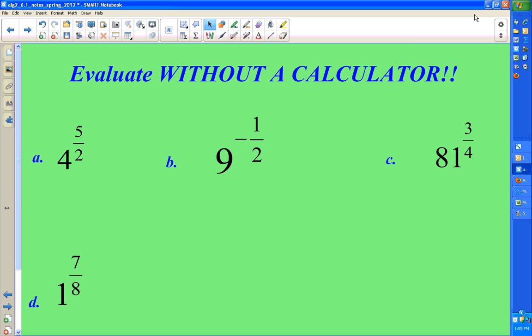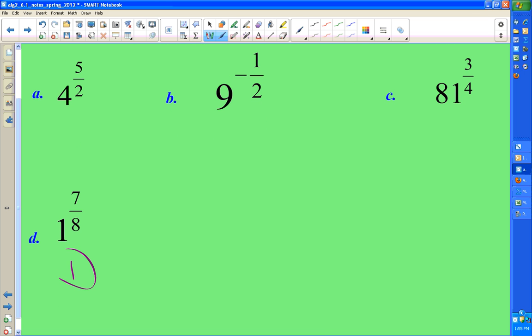Which one is no work? D. D. What's the answer? 1. Anytime you have 1 to any power, fractional, rational, irrational, any power of 1 simplifies to 1. Don't put equals 1. These are expressions. Down the page. 2 ways to handle 4 to the 5 halves. And it doesn't matter to me which way you want. Anyone have a preference?